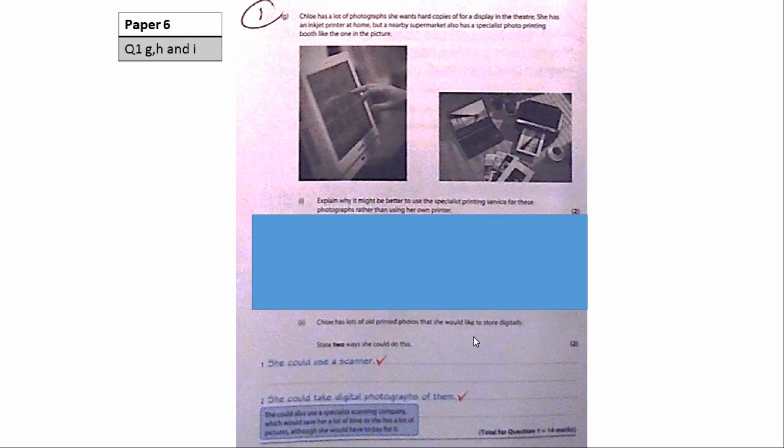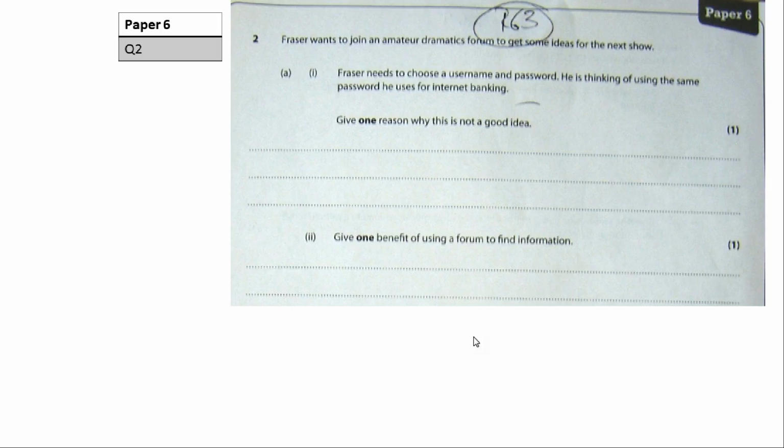Okay, that's some answers there. Question 2. Fraser wants to join an amateur dramatic forum, so we're talking about forums now, to get some ideas for the next show. Fraser needs to choose a username and password. Here's all the security stuff. So all the same sort of questions are going to come in your exam. So don't worry, they'll come, just wait for them.